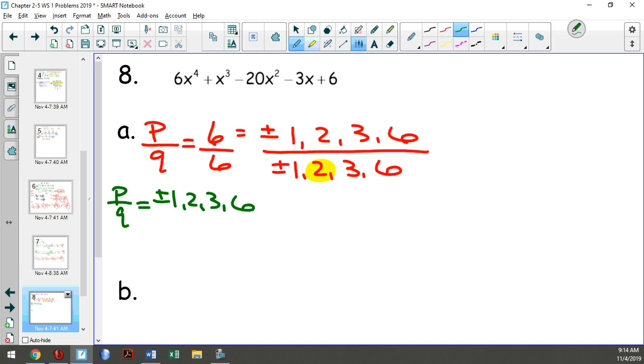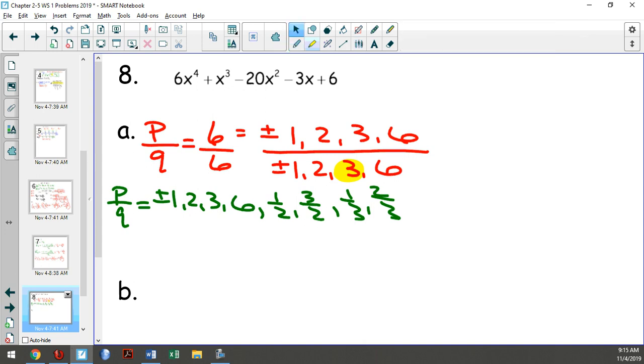Now I'm going to take all those values and divide them by 2. 1 divided by 2 is 1/2. 2 divided by 2 is 1. Is 1 already in there? Do I have to repeat it? No. 3 divided by 2 is not in that list. What is 6 divided by 2? Is that in my list? Yes. So let's do the next one. 1 divided by 3. 2 divided by 3. 3 divided by 3. It's already in there. 6 divided by 3. Already in there.